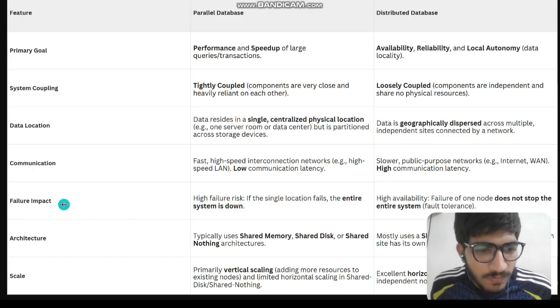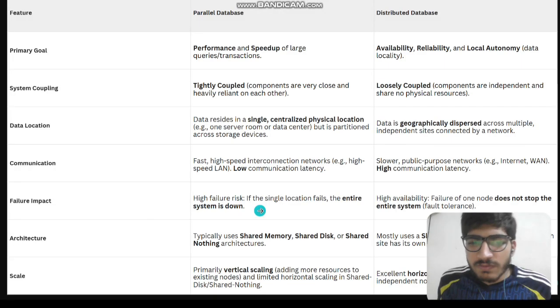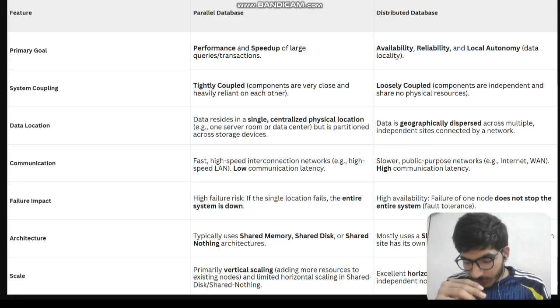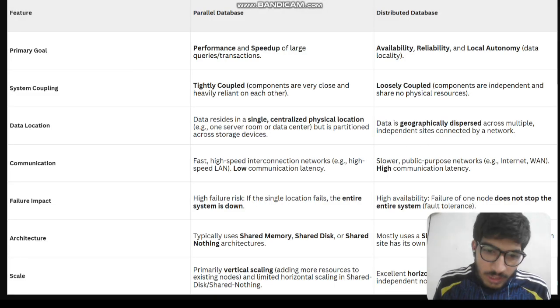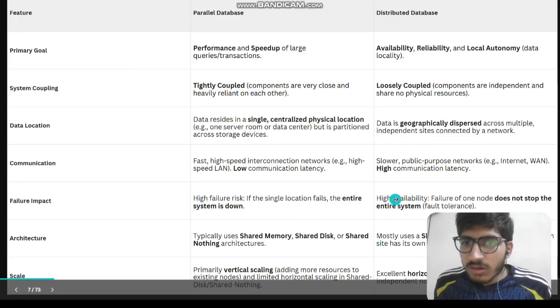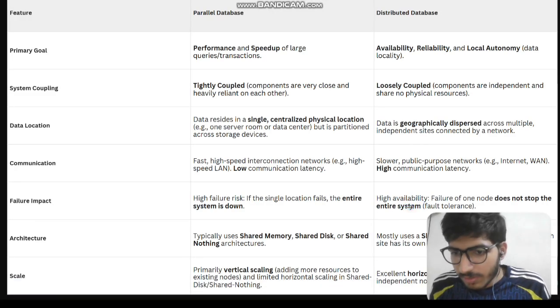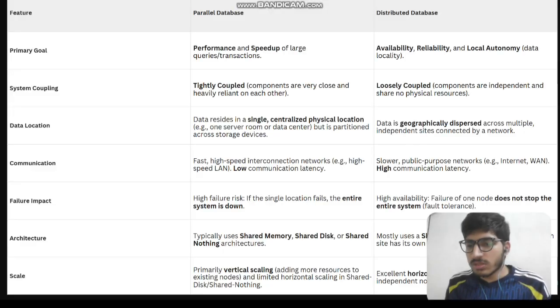Then failure impact. Parallel databases have a high failure risk. If the single location fails, the entire system is down. Like I explained, parallel databases are centralized systems, so they have higher failure risk. Then distributed databases have high availability, because if one of the nodes fails, that does not stop the entire system. That is, the fault tolerance of distributed database systems is very high.